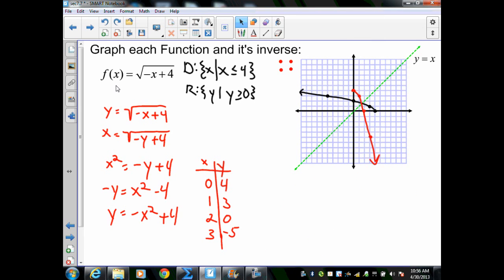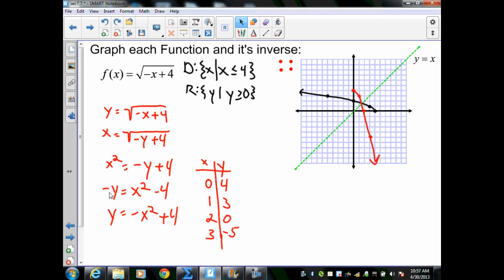My next example, I have f of x equals the square root of negative x plus 4. It's drawn here in black. I have the domain: x values less than or equal to 4. My y values are y greater than or equal to 0. I then found the inverse. I converted f of x to y, then switched the x and y's. I squared both sides and got x squared equal to negative y plus 4.